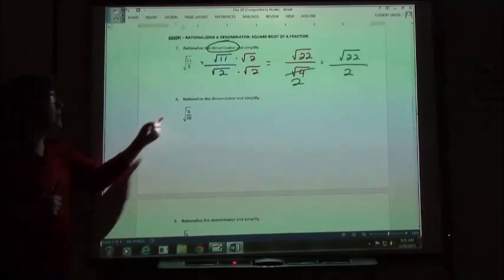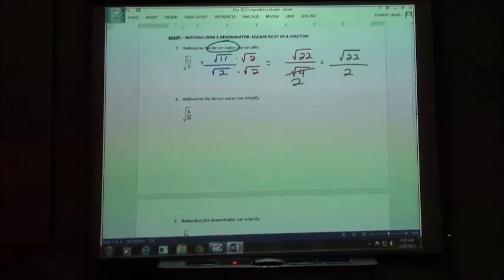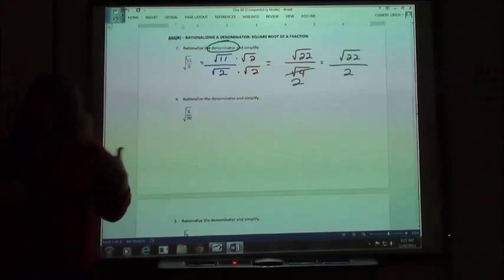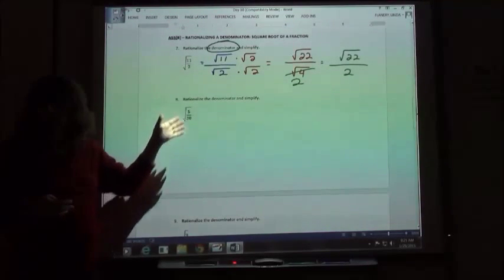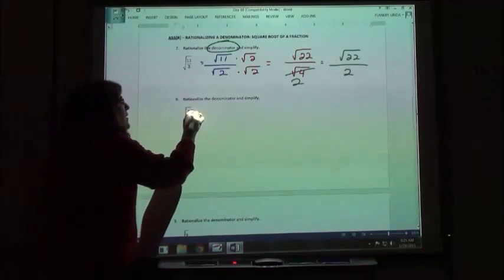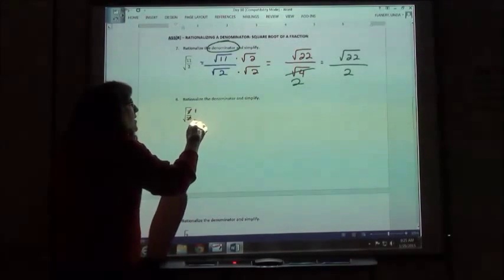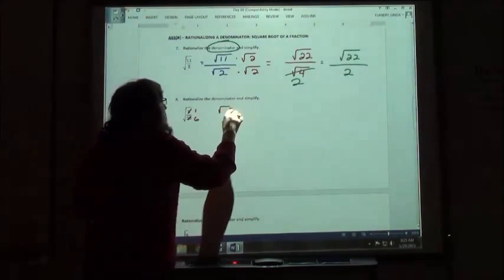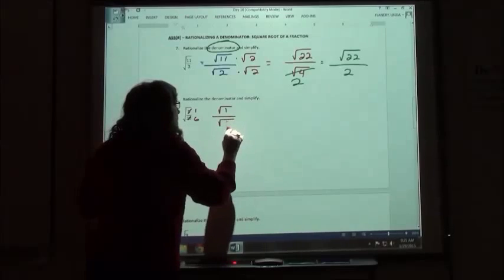Now number 8, again we're rationalizing the denominator. But if you look at that fraction, 5 over 30, what can you do with that? You can reduce it, right? You want to reduce it first so your numbers aren't so big, because you wouldn't want to take the square root of 30 times the square root of 30. You'd have a huge number. So we're going to reduce it first. 5 goes into there once and into there 6 times, right? So now I'm going to have the square root of 1 over the square root of 6.